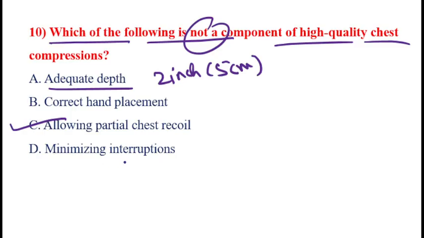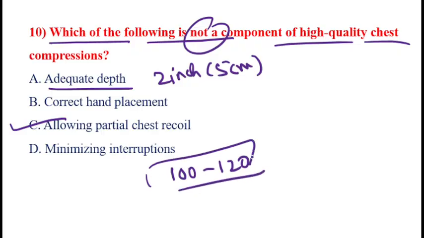Next, option D is minimizing the interruption. This is also very important. We should not interrupt the person who is giving chest compressions, and the chest compression rate should be 100 to 120 compressions per minute. So the answer is option C: allowing partial chest recoil is not correct. Allowing complete chest recoil is one of the components of high quality chest compression.